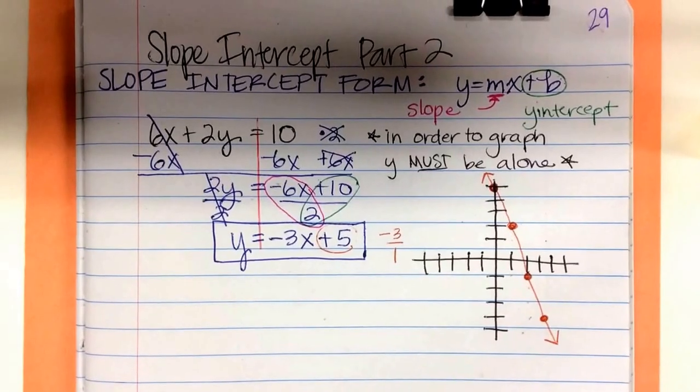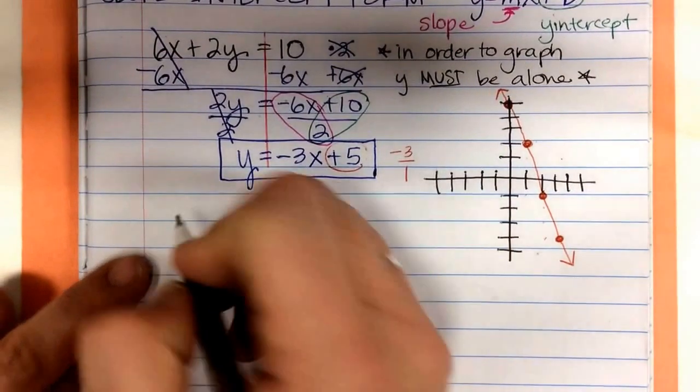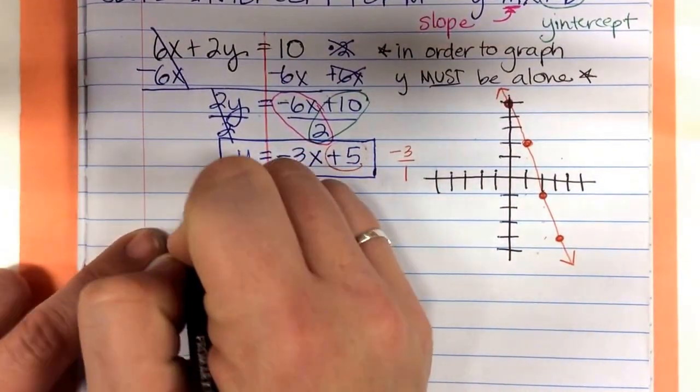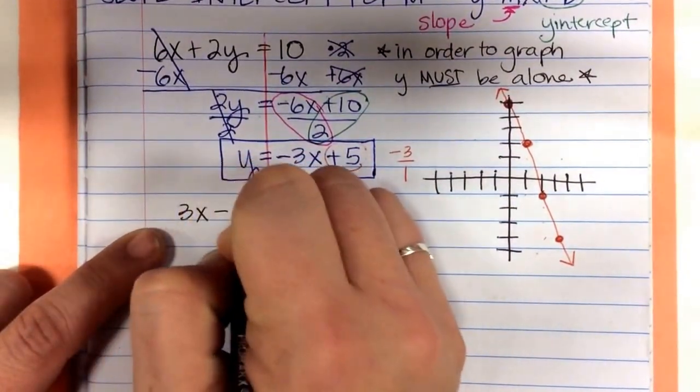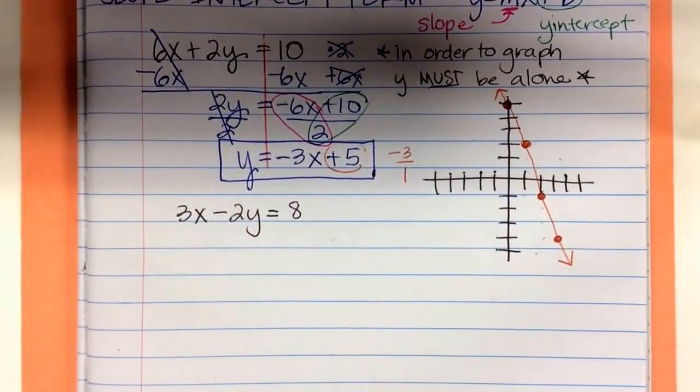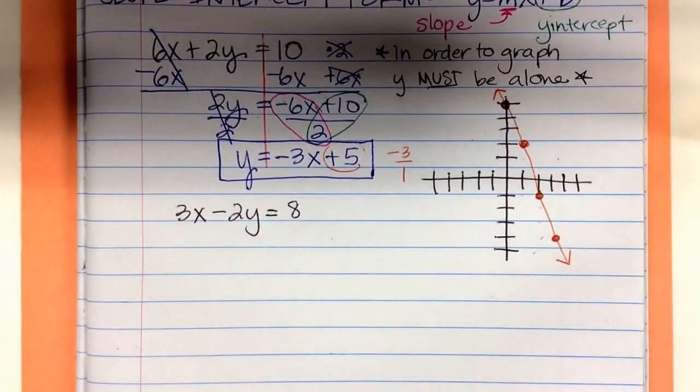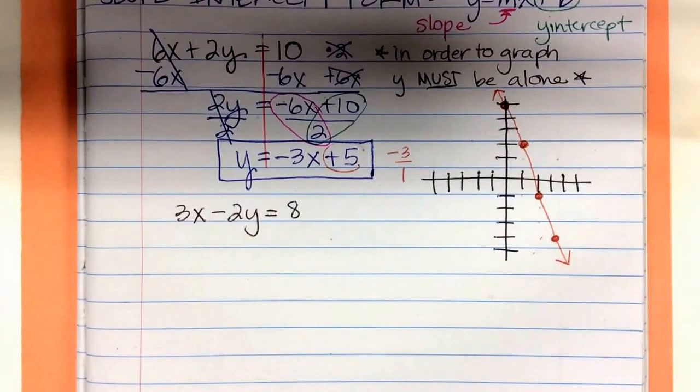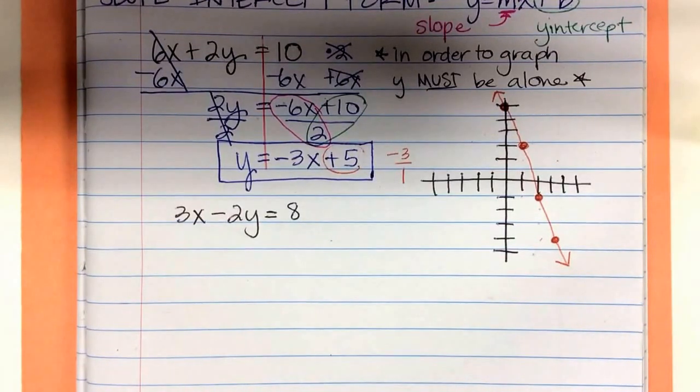Let's do another practice. Let's do 3x minus 2y equals 8. We won't graph it, we'll just solve for y. So some of you can move ahead and do this without me. If you feel confident, you can go ahead. Others, I'm going to walk us through.